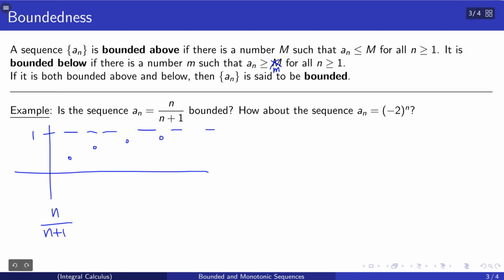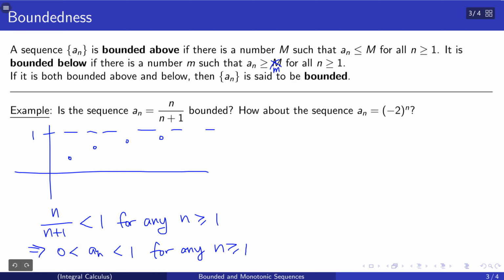We can just say n over n plus 1 is always less than 1 for any n larger than or equal to 1. Right? Because that's a fraction where the top and the bottom are both positive and the top is smaller than the bottom. So a sub n is less than 1 for any n. Well, because of the fact that it's positive, we can also say a sub n is larger than 0 for any n in the natural numbers. Therefore, this is bounded.